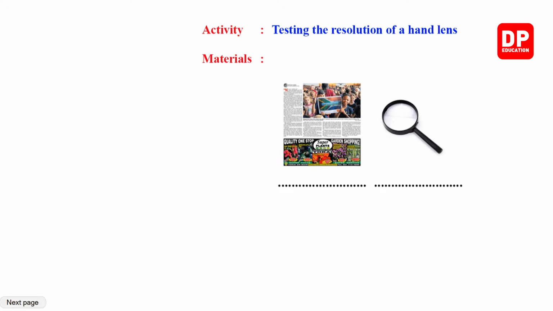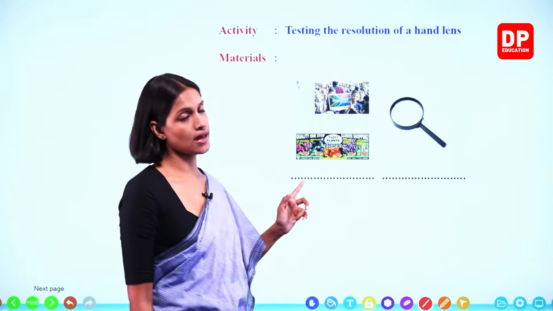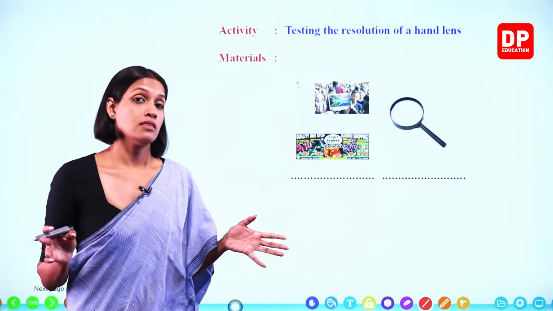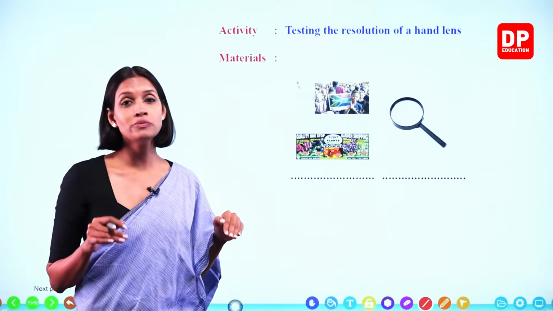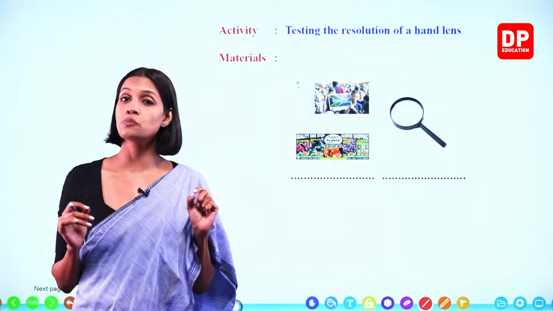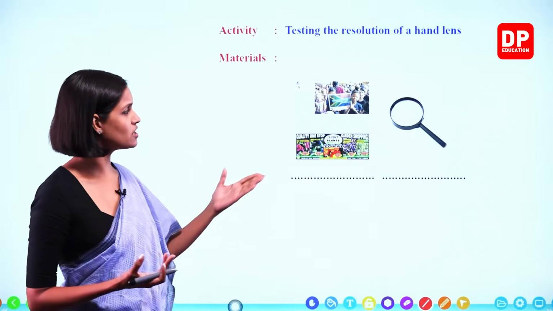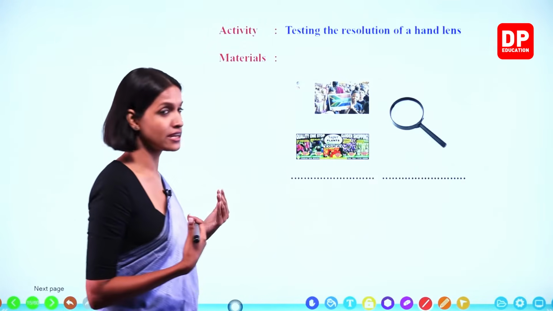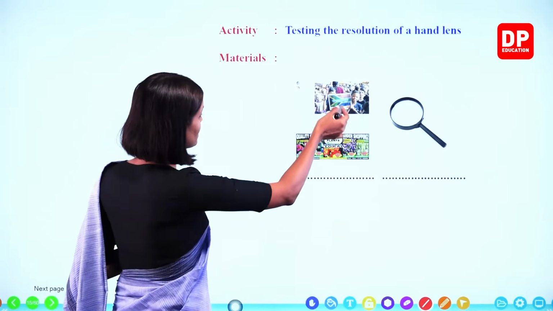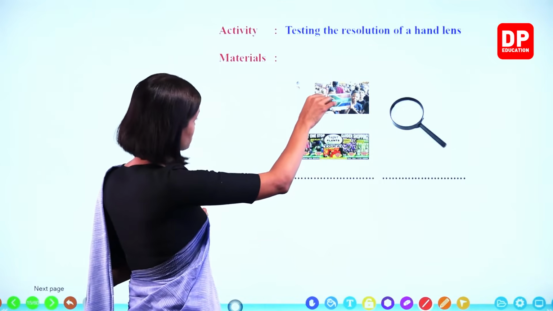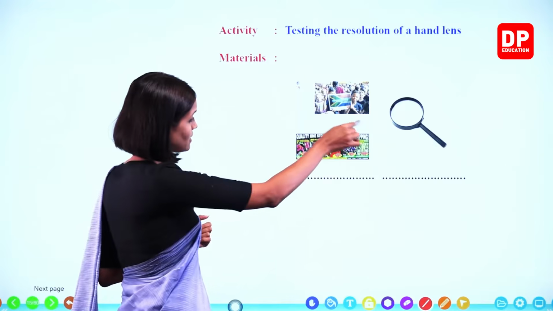Right. So we have an activity to do related to this resolving power or resolution: testing the resolution of a hand lens. Now we know the resolution of the healthy human eye, or naked eye, is 0.1 millimeters, right? What about the hand lens? It depends on the curvature, but here we are going to get an idea about that. So we need a colorful picture taken from a newspaper and a hand lens.